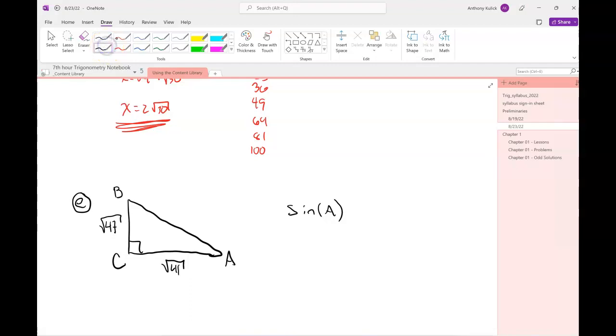Okay, so here is the triangle we're given. Side BC is the square root of 47. Side CA is the square root of 41. And we're asked to find the sine of A.